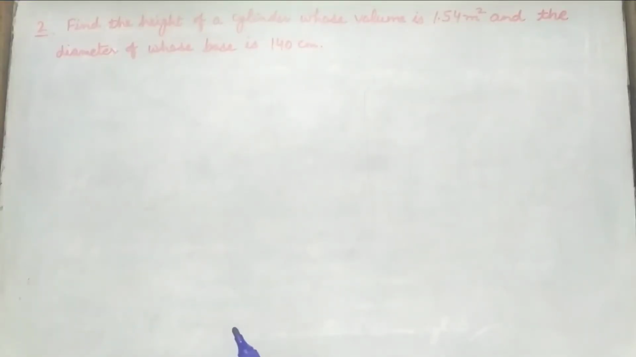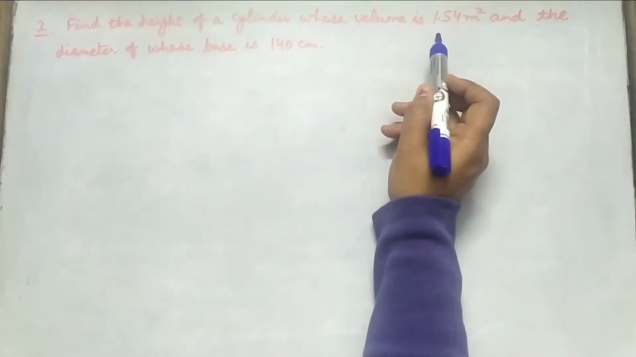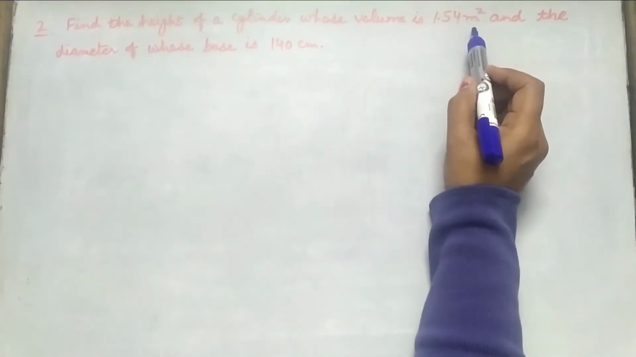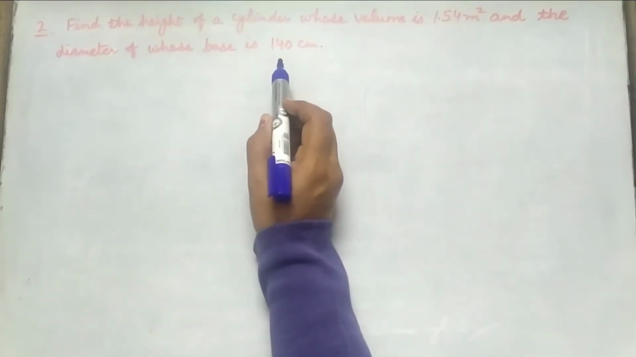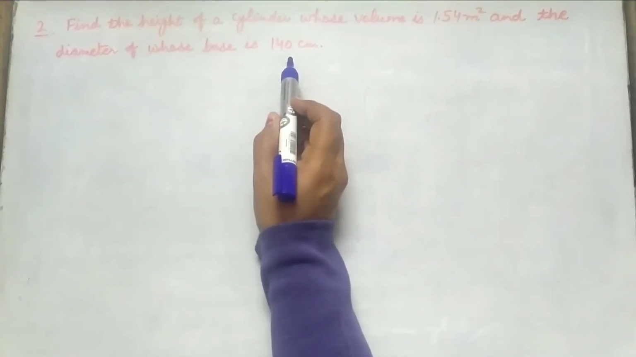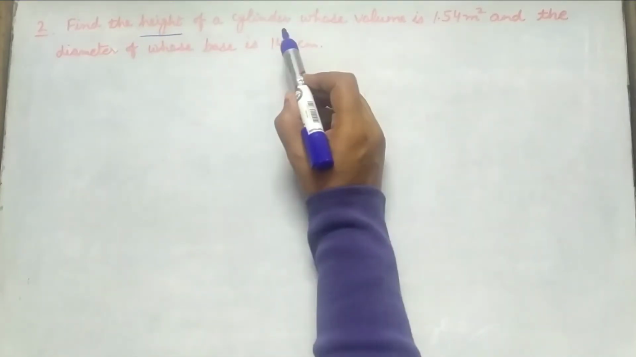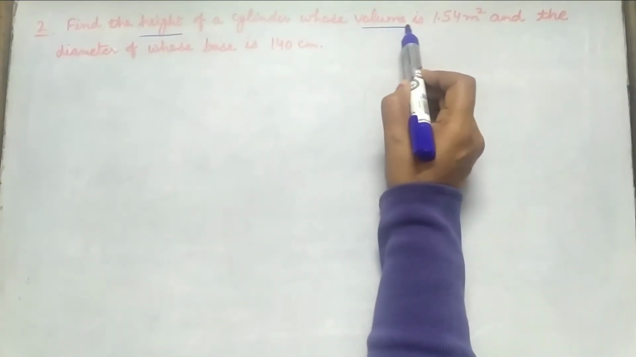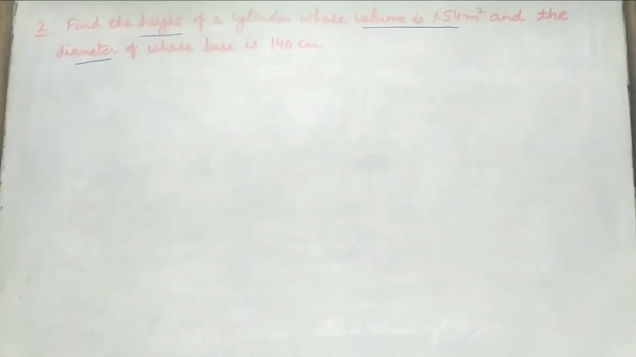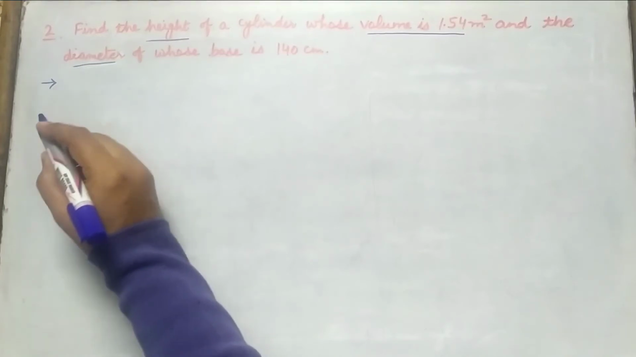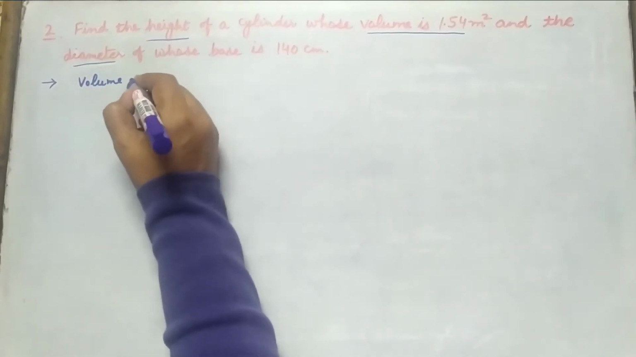The second question is, find the height of a cylinder whose volume is 1.54 meter square and the diameter of whose base is 140 centimeter. We have to find the height of cylinder whose volume is given and diameter of base is given. We write the formula of volume of cylinder.